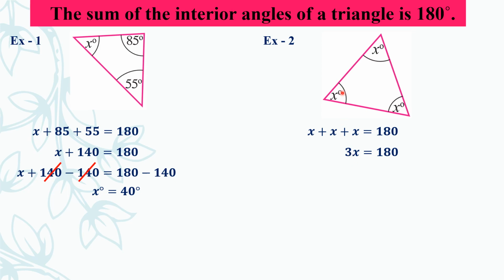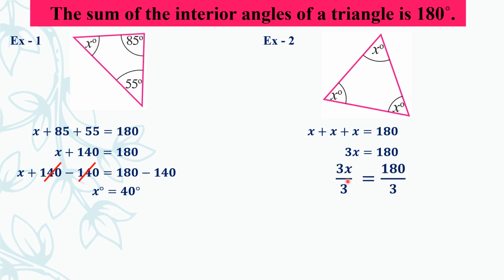Now we can find the value of x, but what's the operation that we should do? We have 3x, and we have to find the value of x. Then you have to remove this 3. To remove this 3, we have to divide both sides by 3. Why? The operation between this 3 and x is multiplication, and the inverse operation of multiplication is division. Then you have to divide both sides by 3.